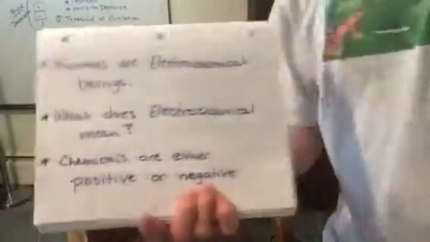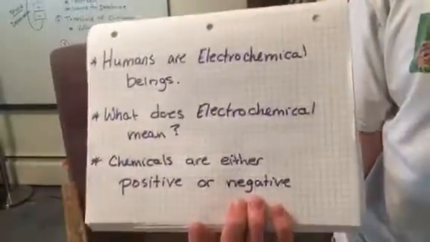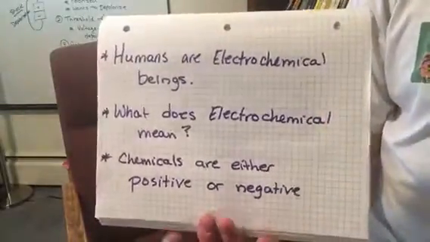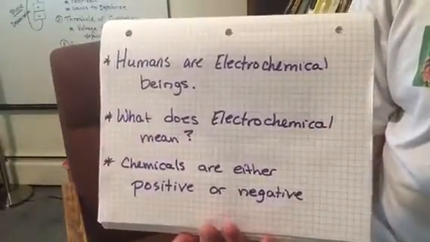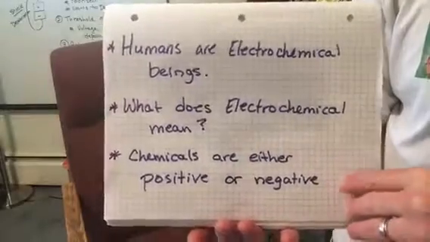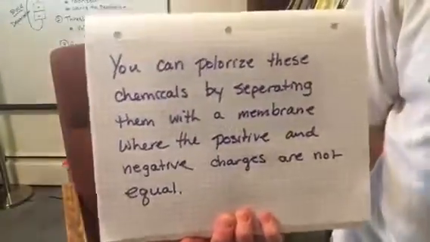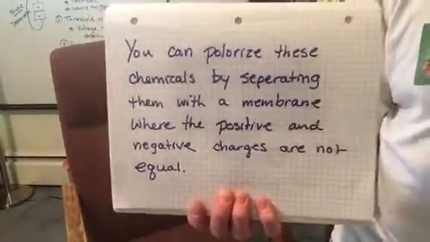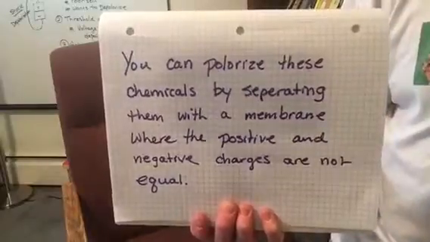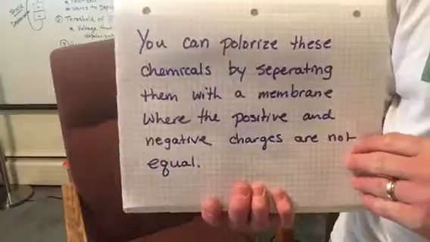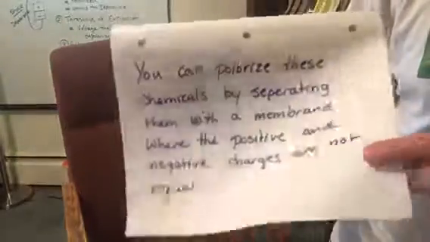And so what we've got is human beings are electrochemical beings. And what does that really mean when we say electrochemical? It means that chemicals either have a positive or a negative charge. So we can actually polarize these chemicals by separating them with a membrane, and on one side make a positive and on the other side negative, so that the two sides do not have the same charge.